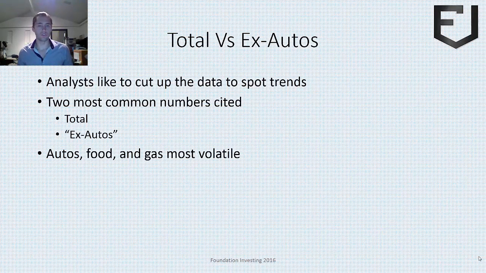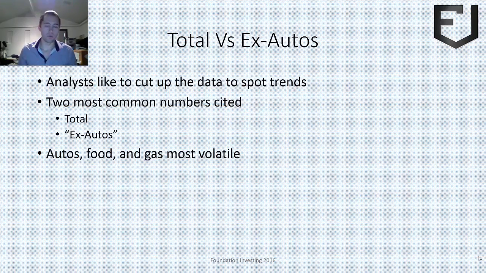The same thing is true with food and gas. So you'll see analysts cut out a bunch of stuff from the total and look at certain industries and sectors to try to get a more stable trend plotted on the graph. But the two most important ones are the total, including everything, and ex autos.